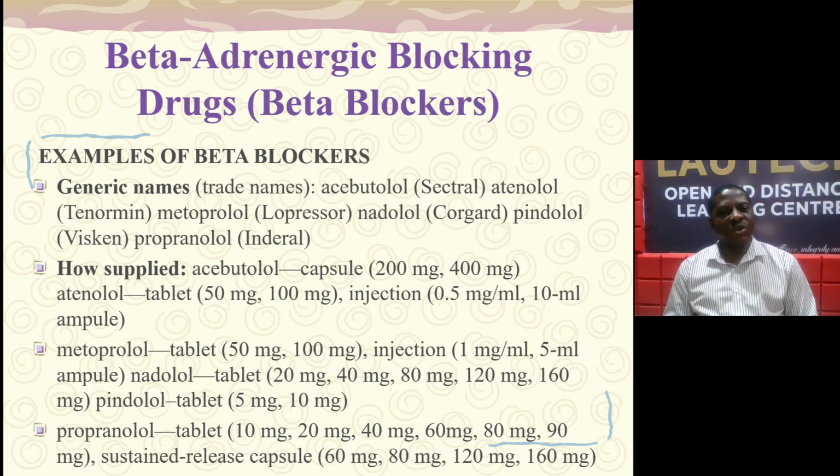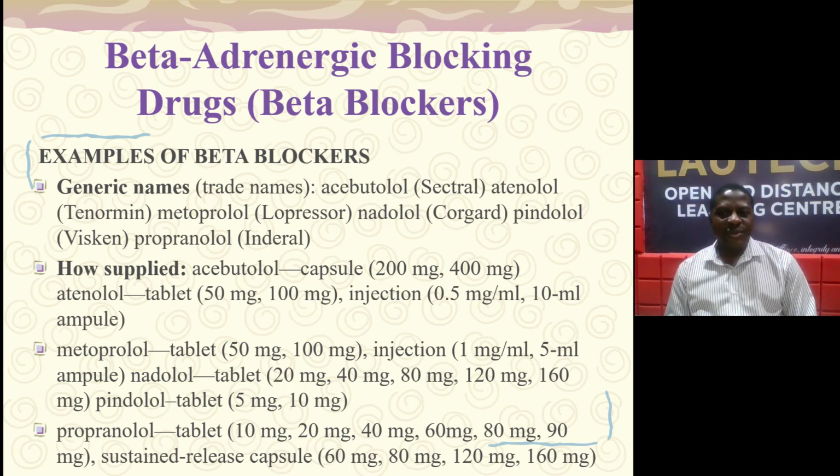Now, these drugs are supplied in the following forms. Acebutolol is supplied in capsules, in 200 milligram and 400 milligram doses. Then we have atenolol tablets at 50 milligrams and 100 milligrams. Then the injection of atenolol, 0.5 milligram per mil, 10 mil per ampoule. Then metoprolol tablets, 50 milligrams and 100 milligrams. Then the injection of metoprolol, 1 milligram per mil, 5 milligrams per mil.